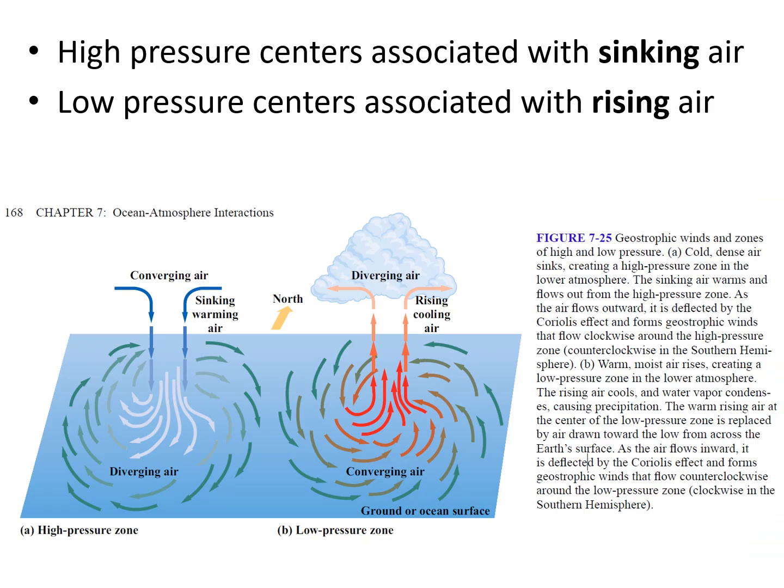So in general, high pressure centers are associated with sinking air, and low pressure centers are associated with rising air. High pressure centers have this diverging air at the surface. Basically, it flows outward from the high pressure center, and then it's affected by Coriolis force, causing anticyclonic rotation. So this would be anticyclonic, and a low pressure system, where there's converging air flowing towards the low pressure, would be a cyclonic rotation.